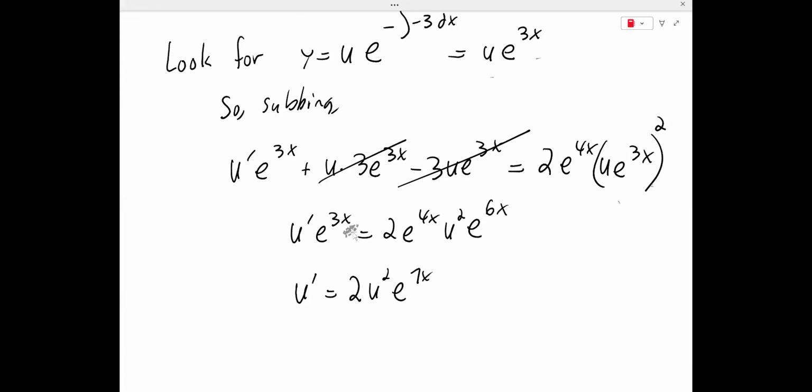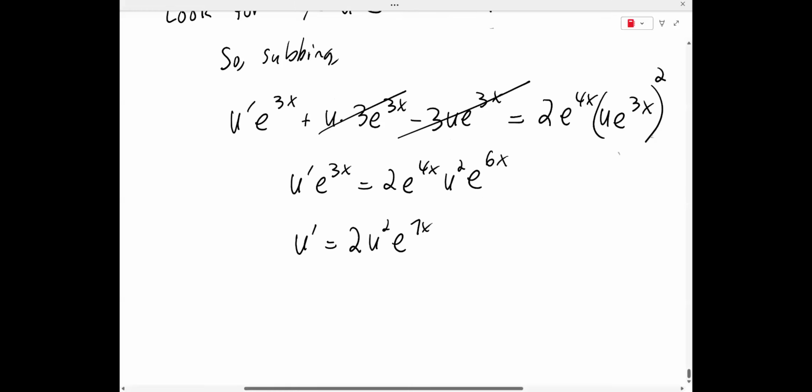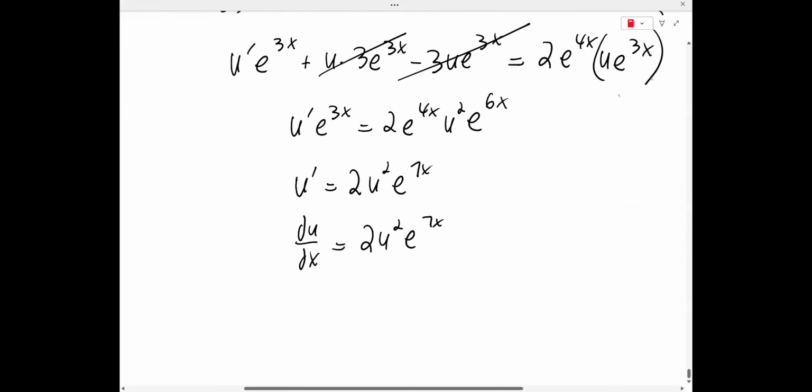Right, I'm multiplying by e to the negative 3x here, e to the negative 3x over here. And then you do exponent stuff. Anything else there on that? Now at this point, I have a separable differential equation. Okay, so right, because it's like du/dx equals 2u squared e to the 7x.